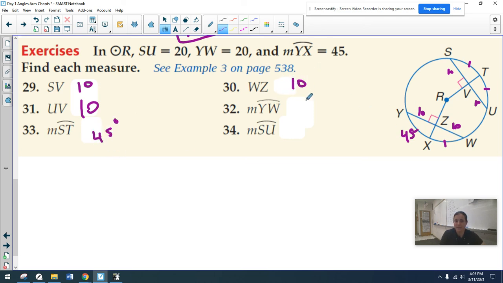WZ already got. YW is 20. They already get, because they wanted the arc, sorry. I'm sorry, erase. I thought it was the chord. So they want arc YW. If they want the arc, then I have to add those two. 45 and 45 is going to give you 90. And then SU, so they ask you for arc SU, same exact thing, 45 and 45. Okay, so that's what you're going to be working on.